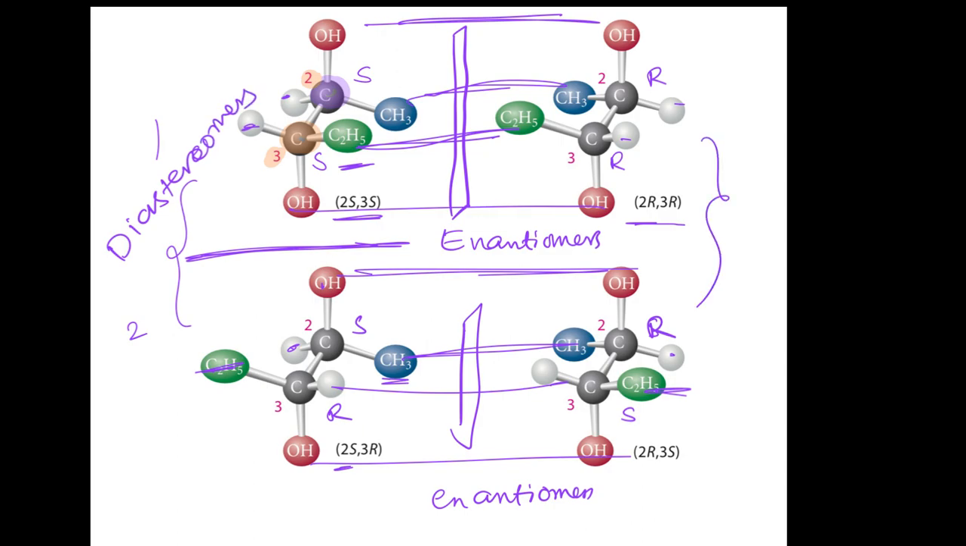And these two are also not superimposable to each other. Therefore these are also called diastereomers. Now keep in mind, diastereomers are isomers which are non-superimposable to each other, and they are not mirror images either. Neither mirror image nor superimposable are called diastereomers.